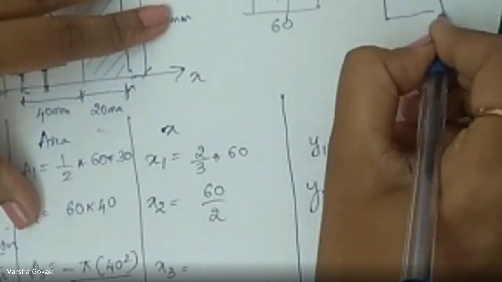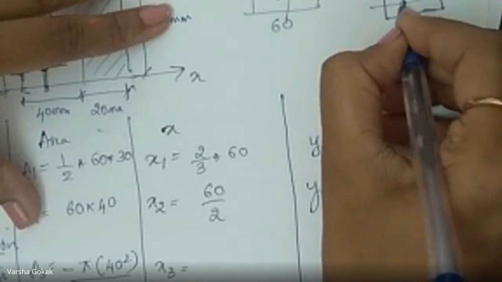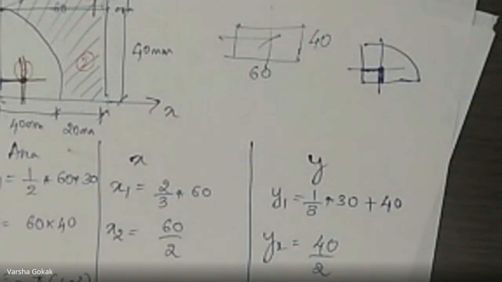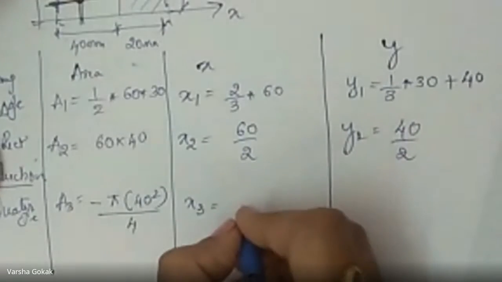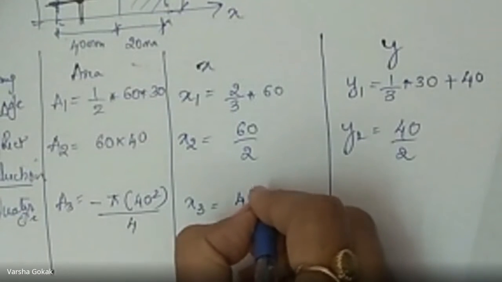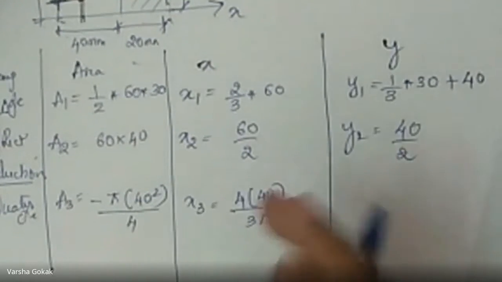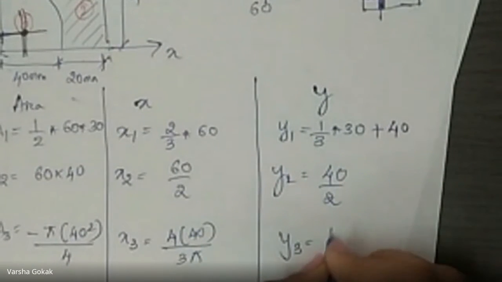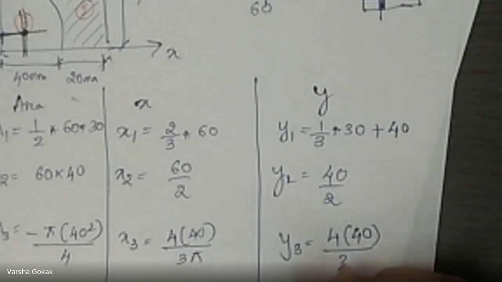How much is this? You know, the quarter circle we have derived. This is the CG point. What is this distance? How much is this and this? Both are the same. How much is it? It is 4r divided by 3 pi. So 4r is 4 into 40 divided by 3 pi. X also is the same. Y also is 4r by 3 pi. Okay, we have all the values.